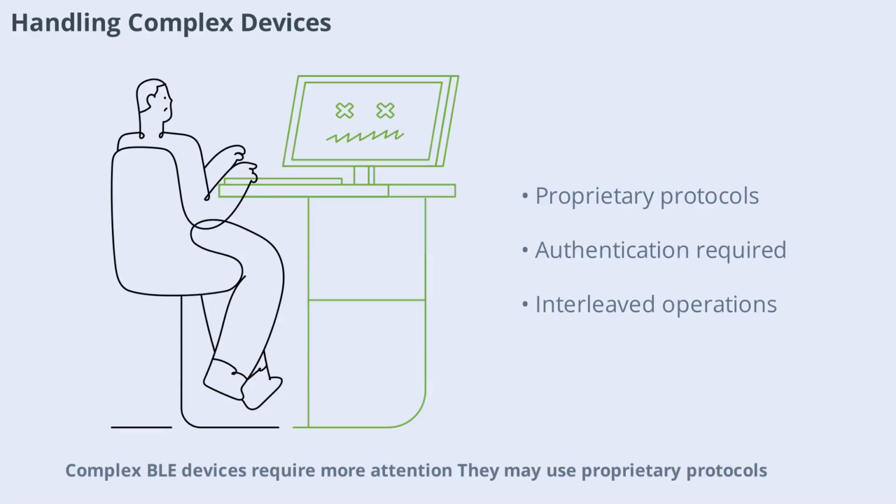Complex BLE devices require more attention. They may use proprietary protocols, need authentication, or involve multiple commands for user selection, parameter updates, and data retrieval. These operations are often interleaved, increasing the risk of threading issues. High-frequency data streams can overwhelm your app if not managed properly. Implementing command queues, handlers, and thread-safe data handling is essential for integrating complex devices.